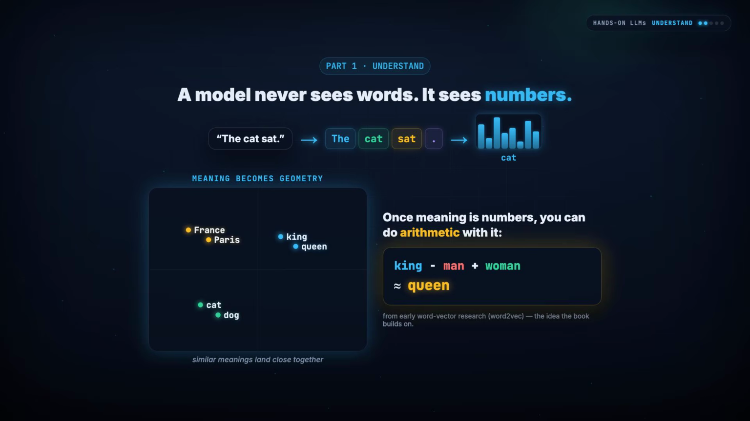And here's the magic the book makes you see. Similar meanings land close together. The word king sits near queen. Paris sits near France. Meaning becomes geometry. And once meaning is just numbers, you can do arithmetic with it. There's a famous result the book builds on. Take the vector for king, subtract man, add woman, and you land almost exactly on queen. That came from early word vector research, but it's the perfect picture of what embeddings really are. This single idea, words become vectors, meaning becomes distance, is the foundation everything else is built on.